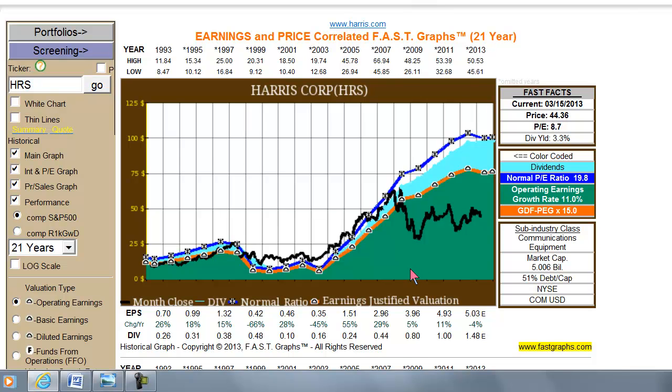Now let's analyze how that has worked on this 21-year graph where we have 20 years of history plus the current year we're in. You can see that the calculated PE ratio of that orange line is 15 by looking to the right here. So anywhere I touch this orange line, I'm looking at a normal PE of 15. Now, this is a tool to think with, so let's analyze what we're looking at here. Clearly, going back to 1993, the 15 PE has been a pretty fair proxy for valuation on Harris Corporation.